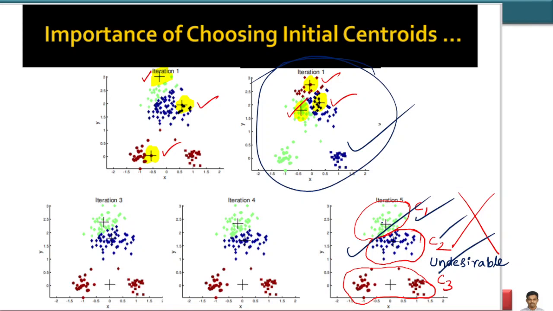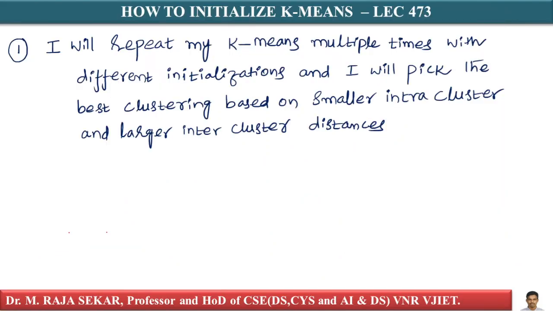Now the question here is, how do you deal with this problem? There are two ways. The first way is to repeat K means multiple times with different initializations, and pick the best clustering based on smaller intra-cluster and larger inter-cluster distances, either by visual inspection or by looking at those distances. Of course, you have to repeat it multiple times.